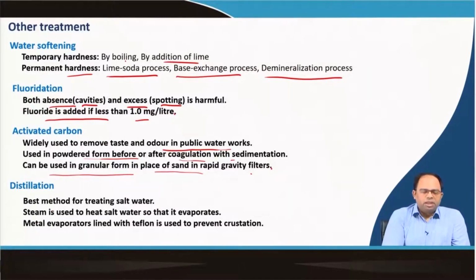And then we have the distillation process. This is the best method for treating salt water, and steam is used to heat salt water so that it evaporates, and metal evaporators lined with Teflon are used to prevent crustation. So, that means once it evaporates, then again by distillation it becomes liquid form and we get cleaner water, and for that we use metal evaporators lined with Teflon.